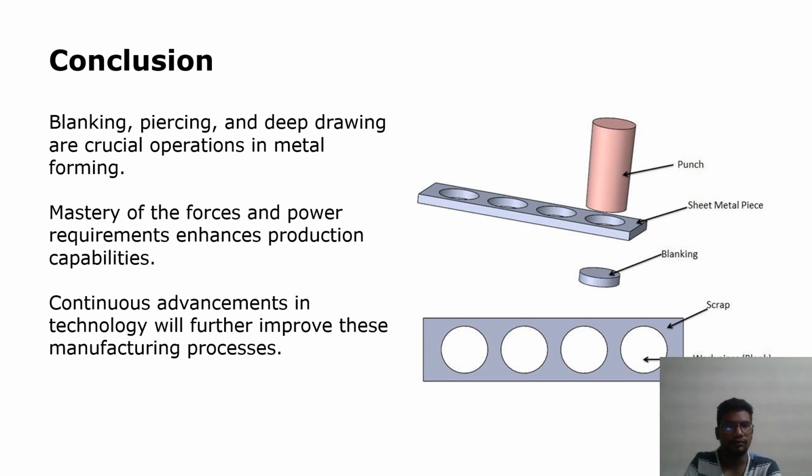Conclusion. Blanking, piercing, and deep drawing are crucial operations in metal forming. Mastery of the forces and the power requirements enhances the production capability. Continuous advancement in technology further improves this manufacturing process.